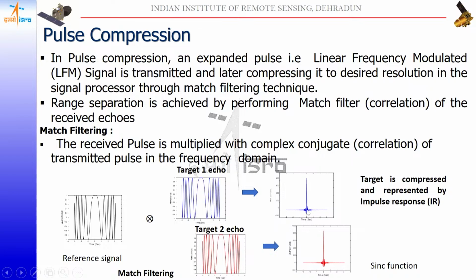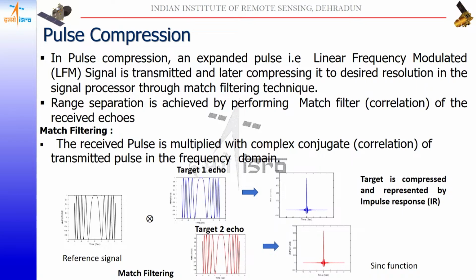So this signal now has very high resolution, and you can see in target 2 also it is compressed. If we are not using this pulse compression technique, then we are not able to resolve these two targets separately. Normally, how is resolution defined in the case of optical or SAR? It is the ability of the sensor to distinguish two targets separately.